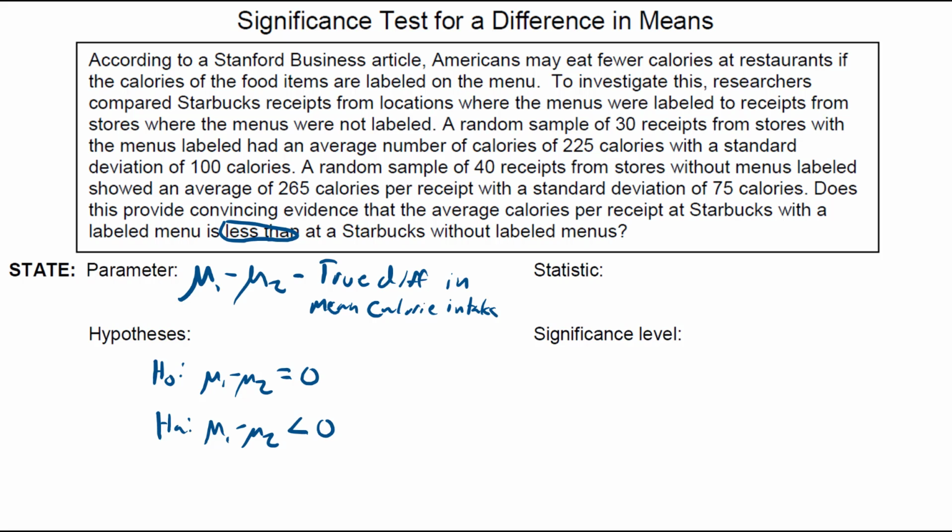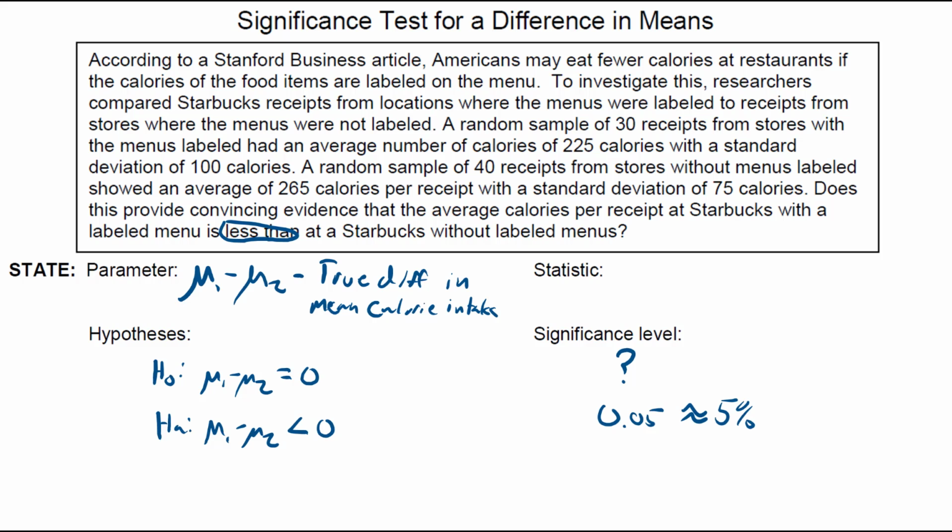With this, let's look at the significance level. Did it give us our significance level? It doesn't state it anywhere in the problem. And if that is unknown, if that is a question mark, it is always going to be 0.05, or you can think of it as a percentage, 5%.